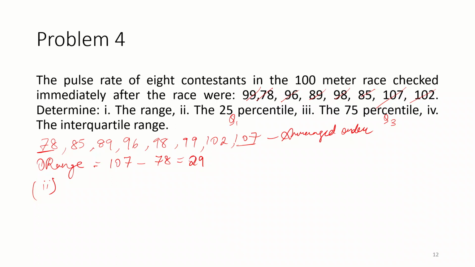Okay, thanks. Now coming to the second one, the 25th percentile, which is also known as Q1, and 75th percentile is also called Q3. So what will be the Q2? I'm first calculating the Q2 actually. The median. How? The middle numbers are 96 and 98, so 96 plus 98 divided by 2 is 97.